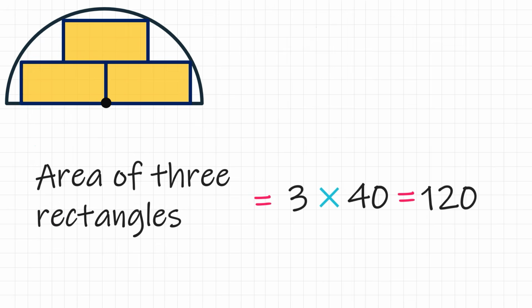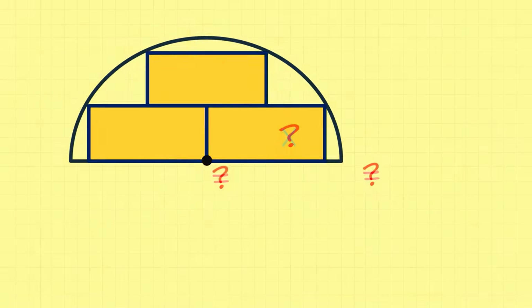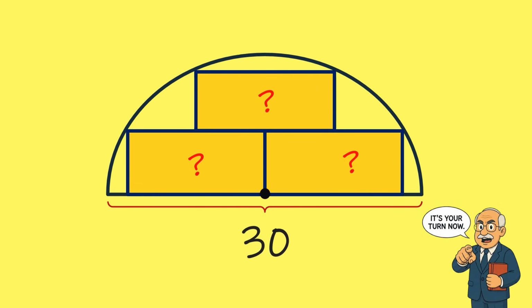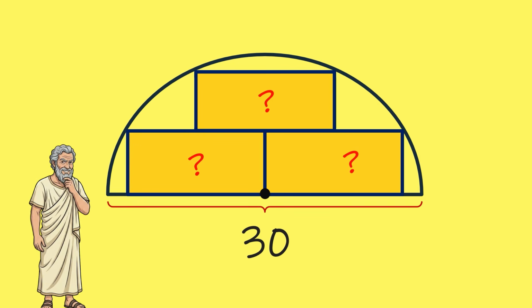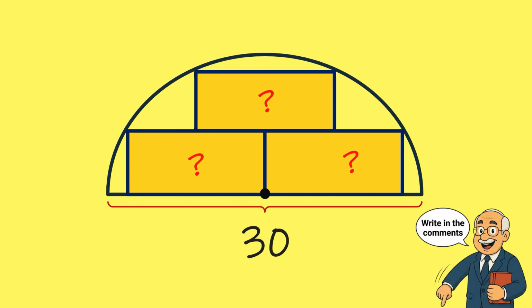A precise, elegant result. Now, it's your turn to practice. Imagine the same setup, but with a diameter of 30. Can you find the total area of these 3 rectangles? Test out the Pythagorean approach, and as always, drop your answer in the comments below.